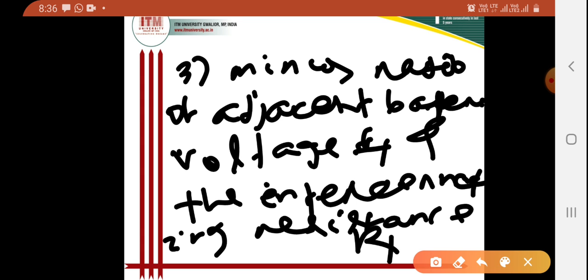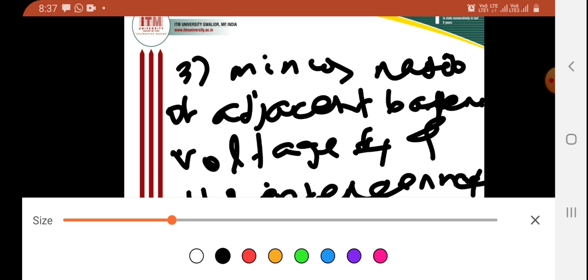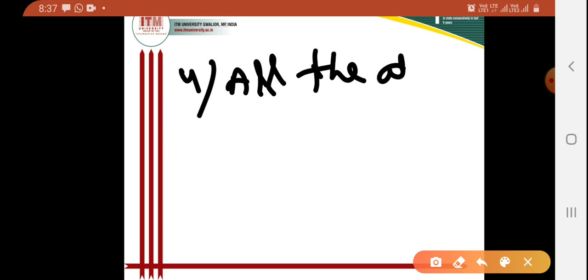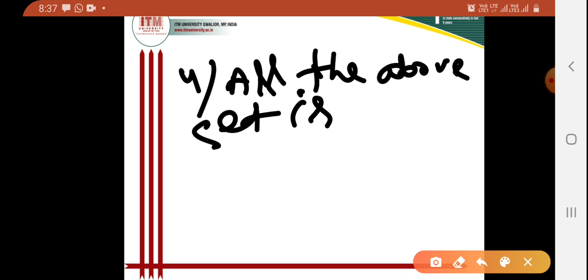Clear? So when I am adding all these things, it is set to 0. As per the 3 points I have discussed here, all the above set is 0.